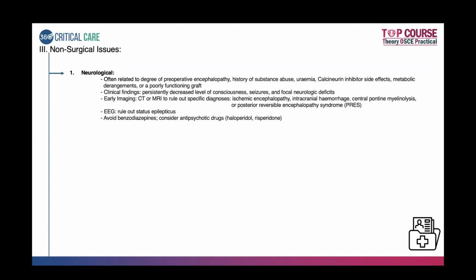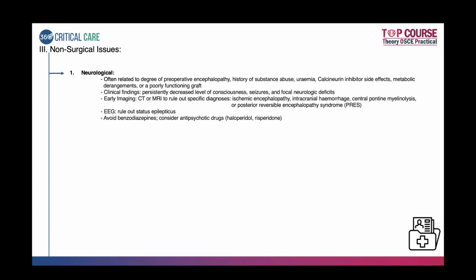So clinical findings are usually a persistent decreased level of consciousness, or if at all, they are very much encephalopathic, or they have any structural brain lesions that develop de novo, that is new onset, then they can have seizures or focal neurological deficits also. So as for any neuro case, if at all the patient is having encephalopathy, you need to work up in a very systematic way.